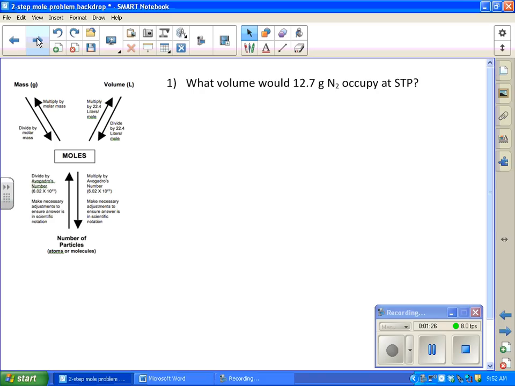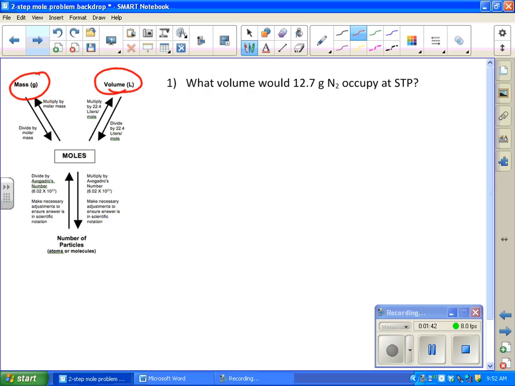Here's our first problem. What volume would 12.7 grams of nitrogen gas occupy at STP? So we have been given a number of grams of nitrogen, and we need to find what the volume is in liters. We cannot go directly from mass to liters. First, we need to convert this mass into moles. And then from moles, we can convert that into liters. So this is a two-step problem.